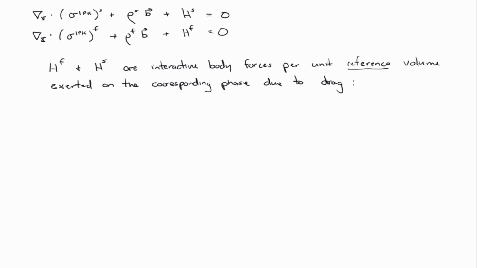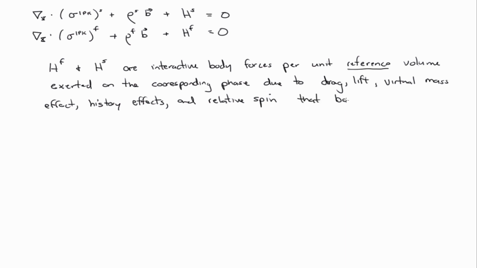drag, lift, virtual mass effect, history effects, and relative spin. And the most important thing is that they balance internally, so that HF plus HS is equal to 0.